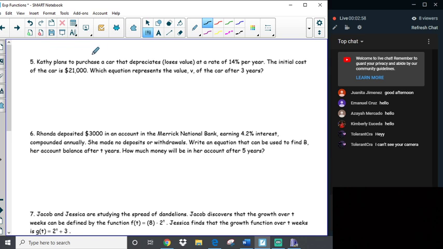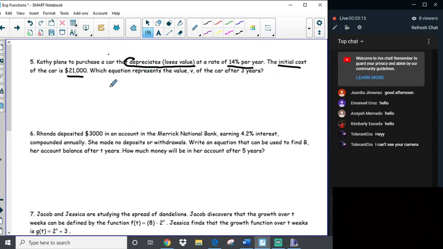So Kathy plans to purchase a car that depreciates or loses value at a rate of 14% per year. The initial cost of the car is $21,000. We're going to write an equation and solve for the value of the car after 3 years.